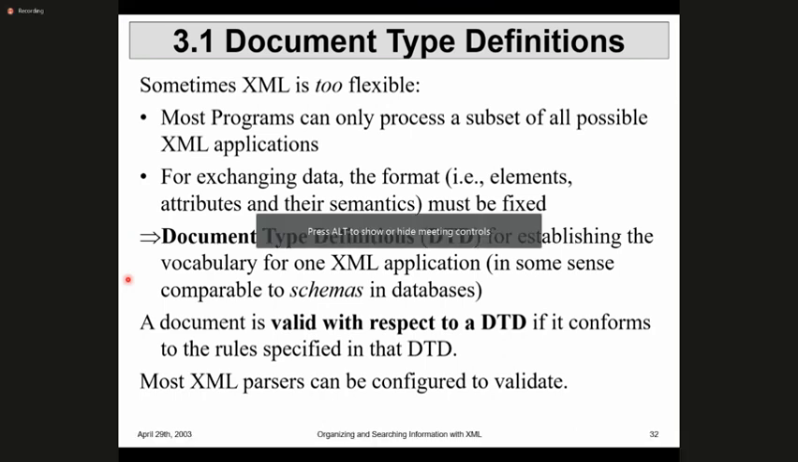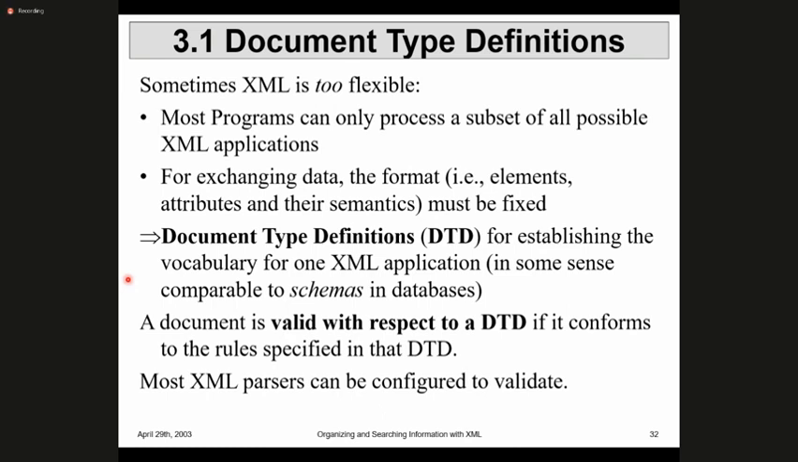XML is too flexible. You can define your own tags. Because of this, most programs can process only a portion of all possible XML applications. So for exchanging data, there should be some sort of fixed standard or vocabulary. That vocabulary is called DTD. A document is valid with respect to a DTD.